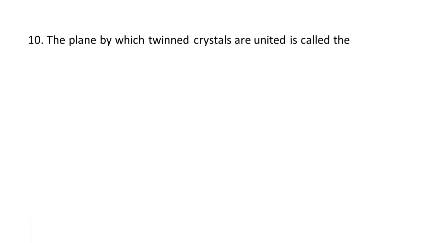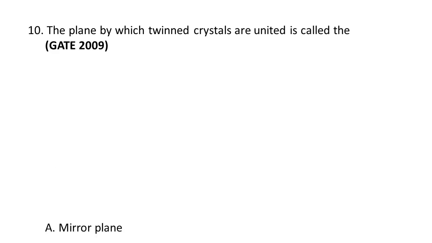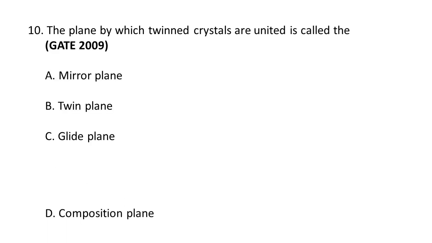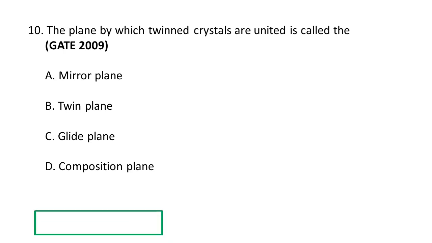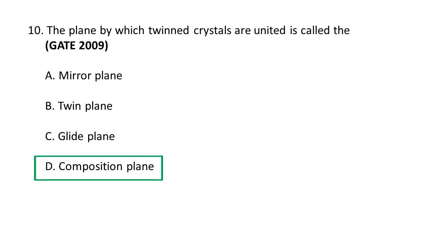Next question. The plane by which twinned crystals are united is called A, mirror plane, B, twin plane, C, guide plane, and D, composition plane. So the correct answer is D, composition plane. A plane by which twin crystals are united is called a composition plane.